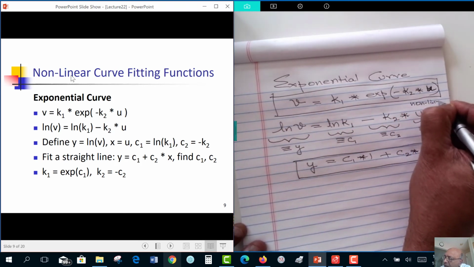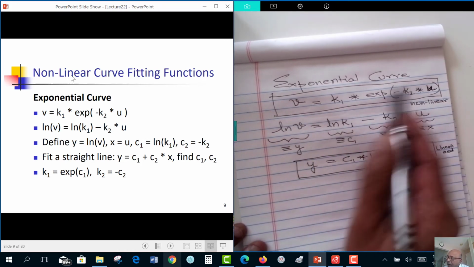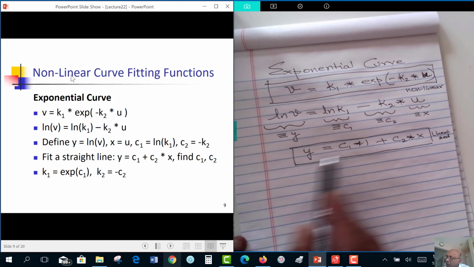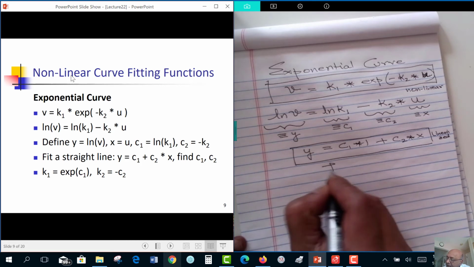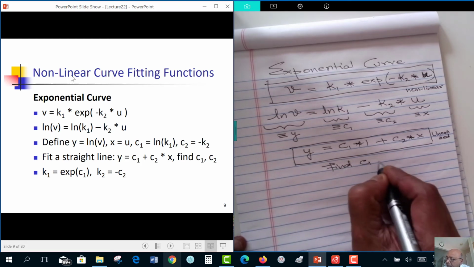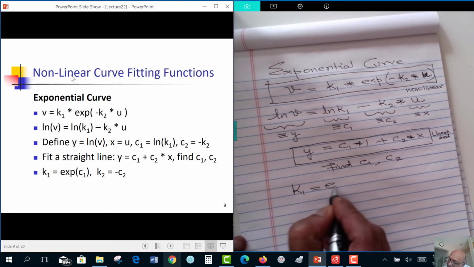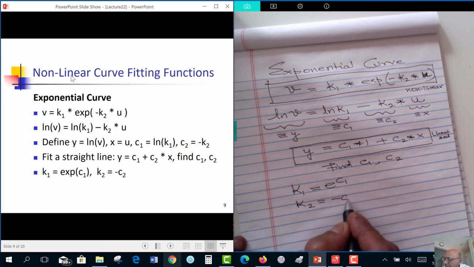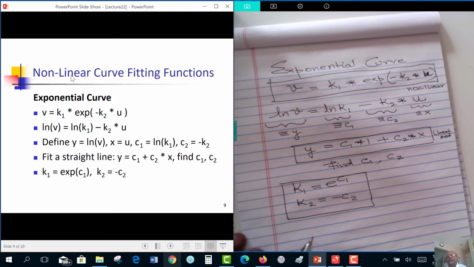So in the nonlinear world, we are given u and v, and want to find k1 and k2. After transformation, we have in the linear world x and y and this linearized fitting function to fit. So once we find C1 and C2, we know K1 would be e to the power C1 and K2 would be minus C2. So that's what we are going to do.